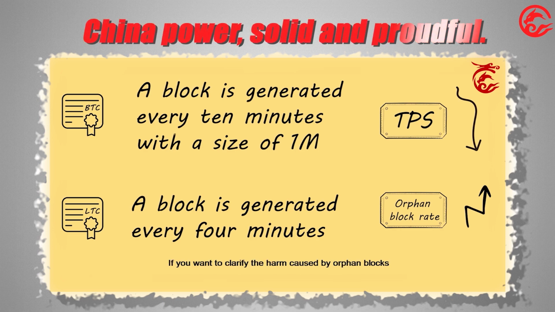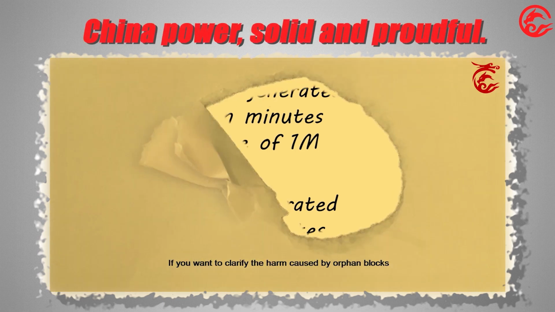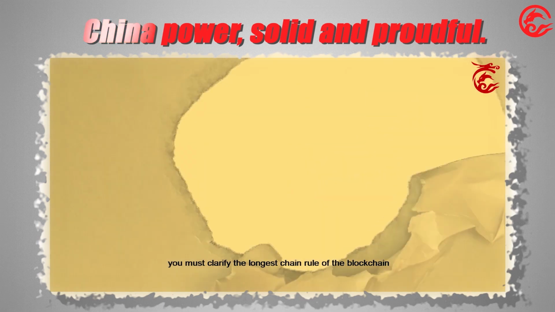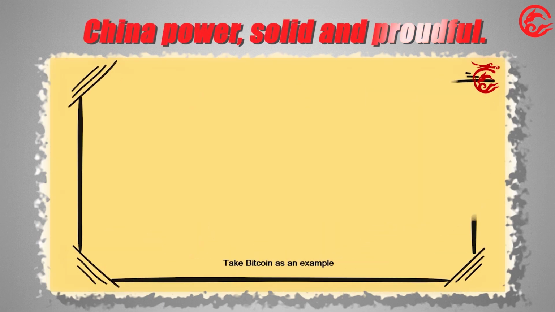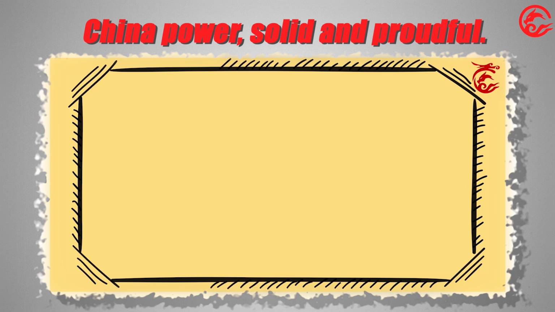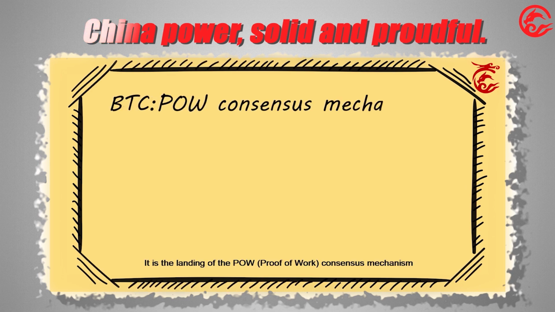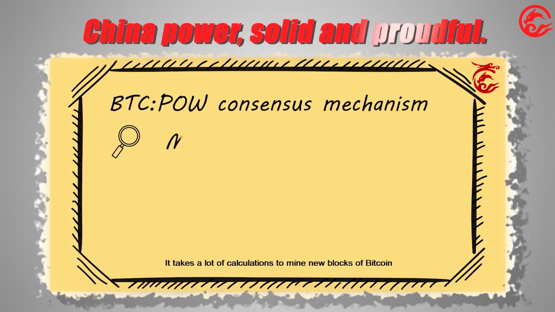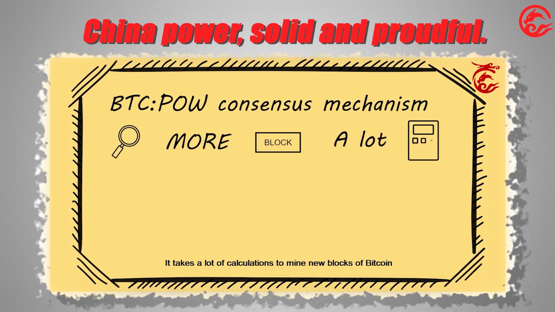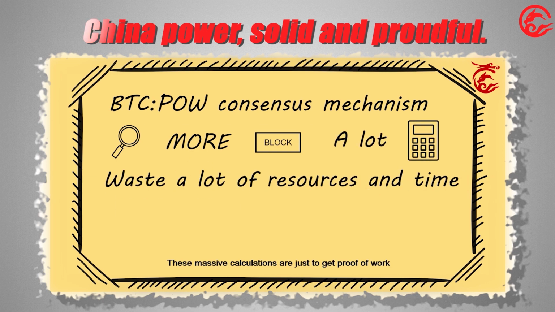If you want to clarify the harm caused by orphan blocks, you must clarify the longest chain rule of the blockchain. Take Bitcoin as an example. It is the implementation of the PoW consensus mechanism. It takes a lot of calculations to mine new blocks of Bitcoin. These massive calculations are just to get proof of work. When a fork occurs, the longest chain in the fork is the one that is trusted.